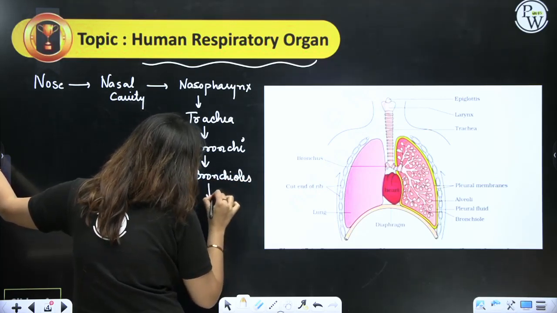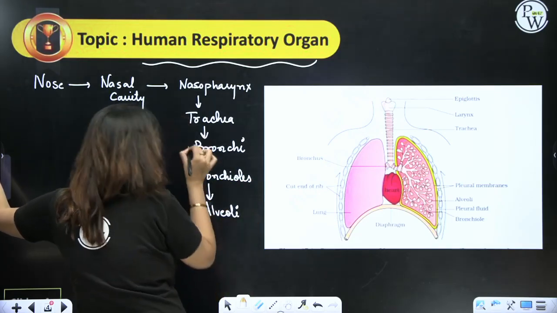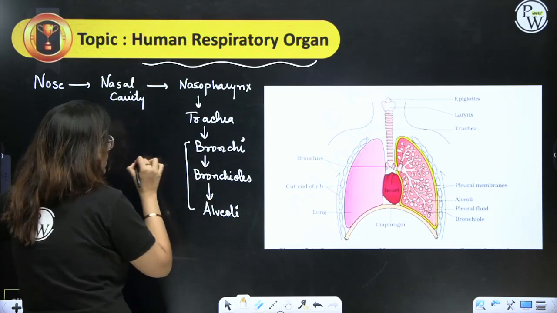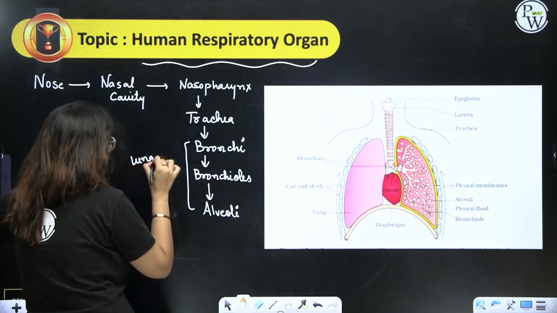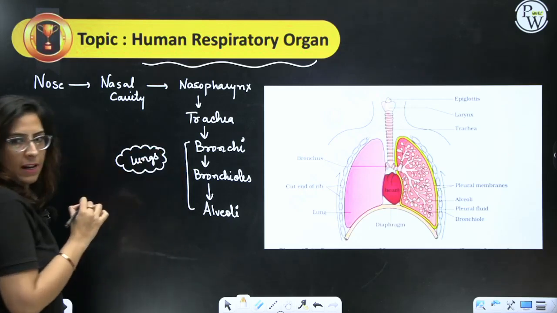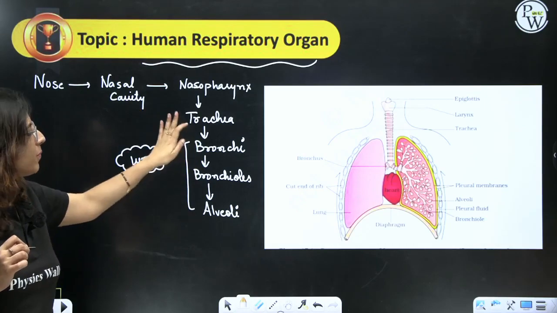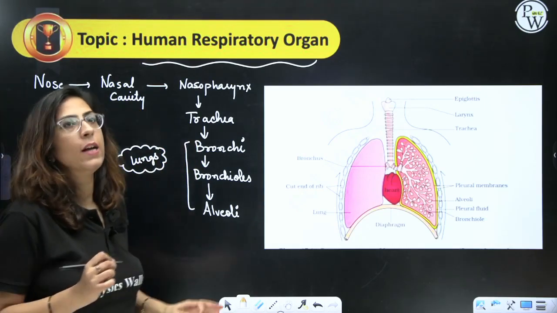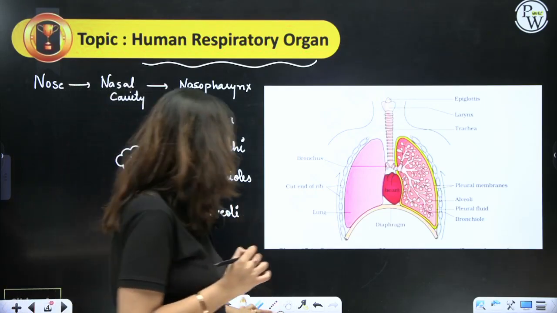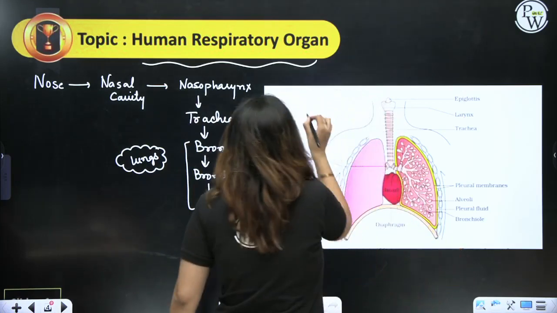And ultimately we have the alveoli. So these three structures are present in the lungs. Whenever I am saying the lungs, we are having a paired structure termed as lungs, and this paired structure is composed of bronchi, bronchioles and alveoli. Let's look at this diagram which is there in the NCERT, and let's make this topic super duper easy for you guys. So what do we have here?